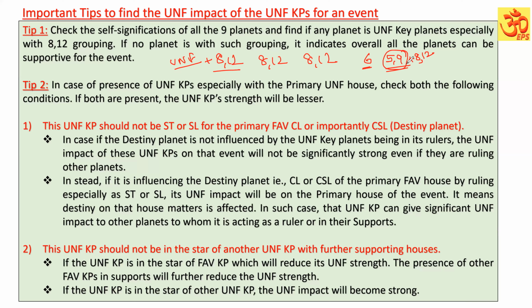So, if a key planet is having an unfavorable house to the event and also the 8th house or 12th house grouping is present, then only it is going to be more unfavorable. While you are checking all 9 planets, if no planet is strongly unfavorable, especially with the 8 and 12 grouping, then that chart is not going to be unfavorable for the event, or we can say overall all the planets can be supportive for the event.